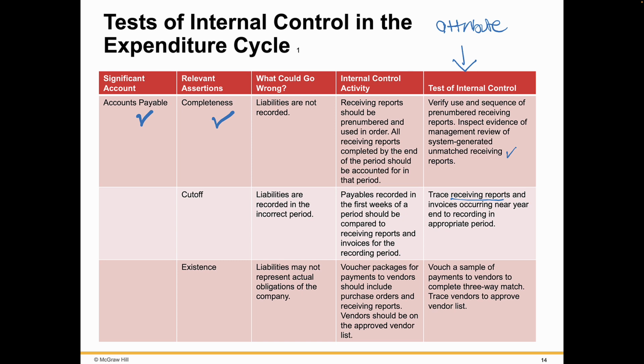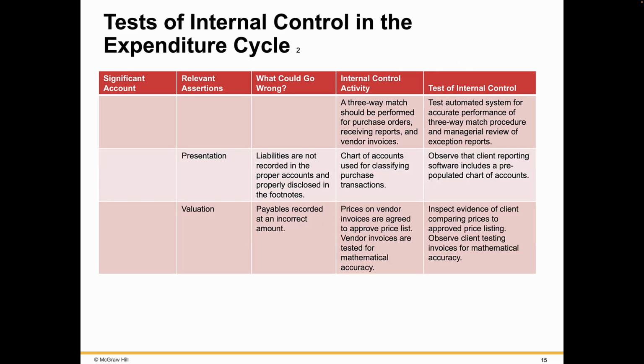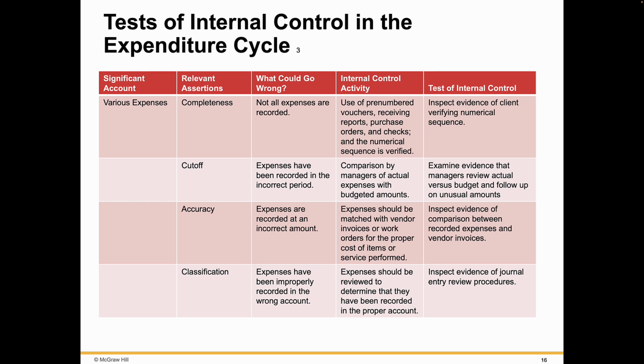For the existence assertion on accounts payable, we are vouching a sample of payments to vendors for that three-way match. And that's where RPA, robotic process automation, can help us in the audit process. Then when we're looking at presentation, we're looking to see if there's a chart of accounts, and when we're looking at the relevant assertion of valuation, we're looking to make sure that there is a price list and that mathematical accuracy was performed.